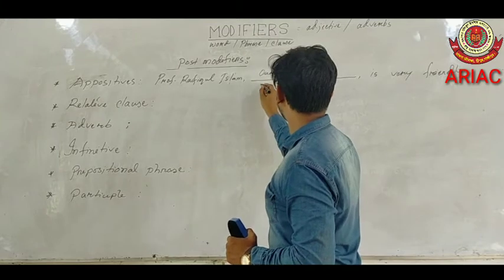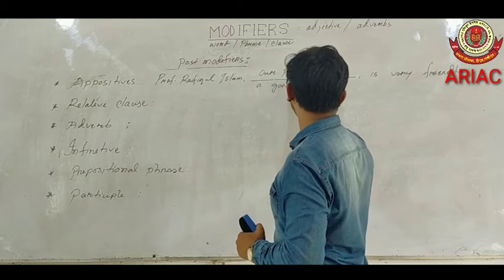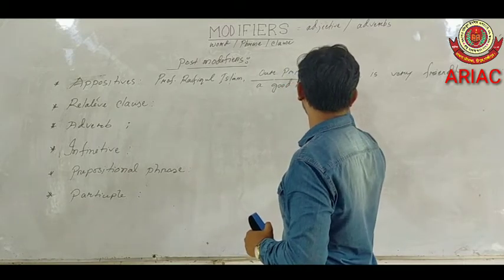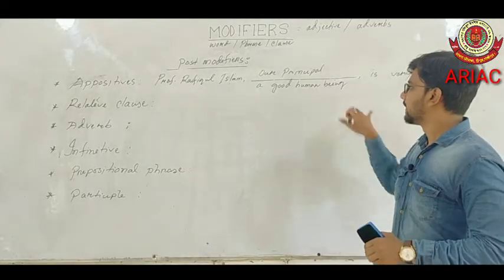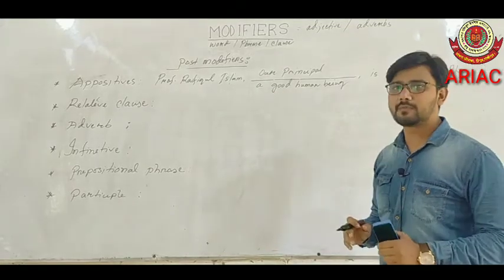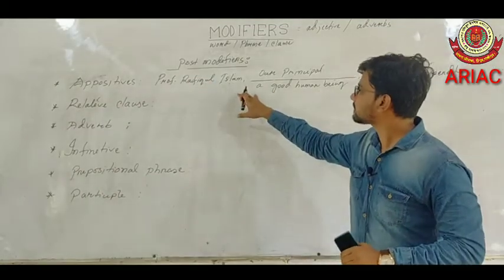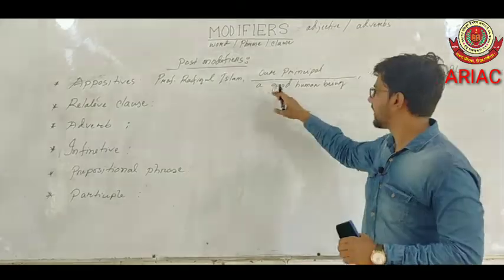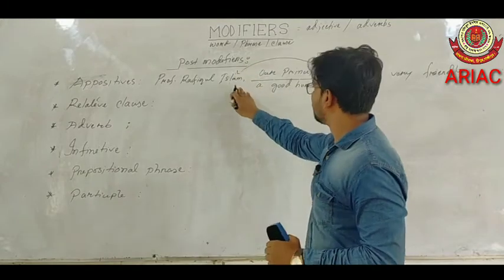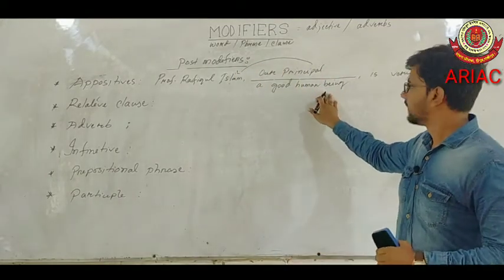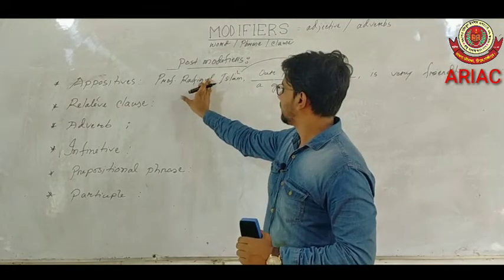Or we can write, a good human being. If there is a person, we can write as an appositive a good human being simply. Like for Professor Dr. Yunus, we can write a Nobel laureate, etc. So this is the appositive of the following noun. Our principal, a good human being. This phrase modifies the noun.